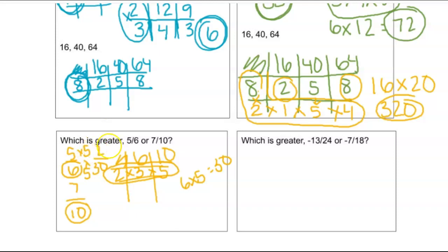5 times 5 is 25. On the bottom, we need to make that 10 into a 30. So 10 times 3 is 30. Whatever we do on the bottom, we're going to do the same thing on the top. We get 21. Now, since the bottom numbers are the same, we're going to look at the top numbers, otherwise known as the numerators. And you'll see that this is 25 and this is 21. 25 is bigger than 21, so 5/6 is bigger than 7/10.